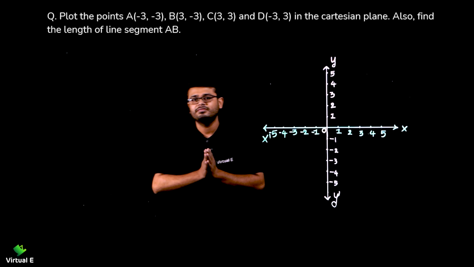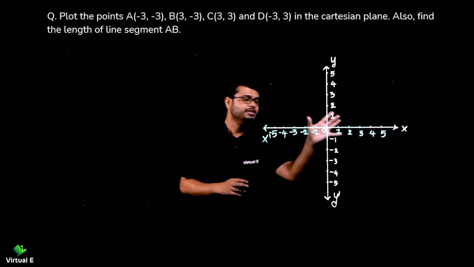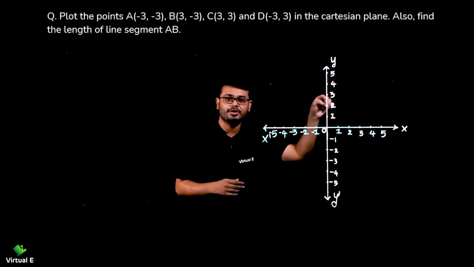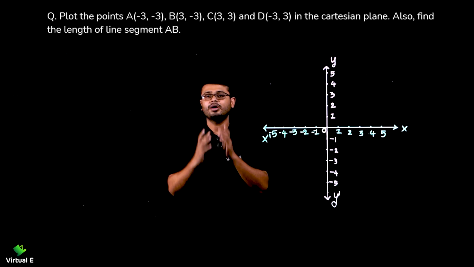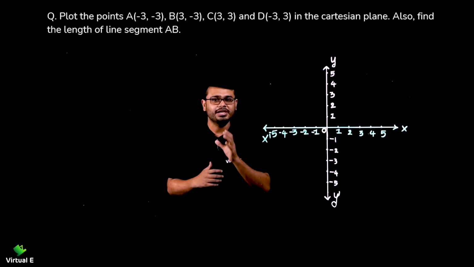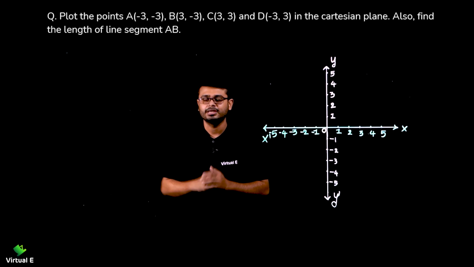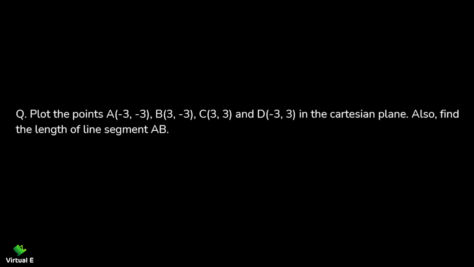So far, we discussed that we had the coordinate system, we had some points on it, then we were writing the coordinates. Now we are going to do the reverse of it. We have coordinates and then we are going to plot over it. So let's start. Plot the points A(-3, -3), B(3, -3), C(3, 3), and D(-3, 3) in the Cartesian plane. Also find the length of the line segment AB.